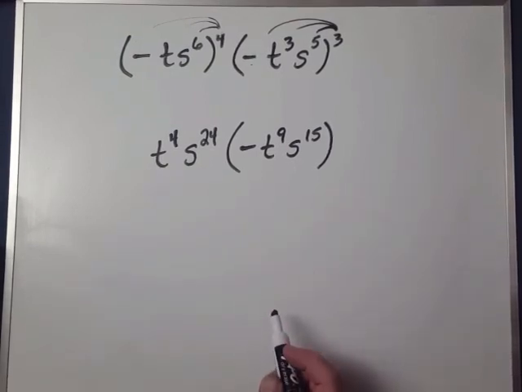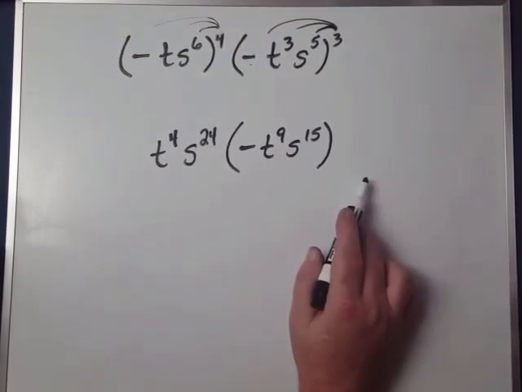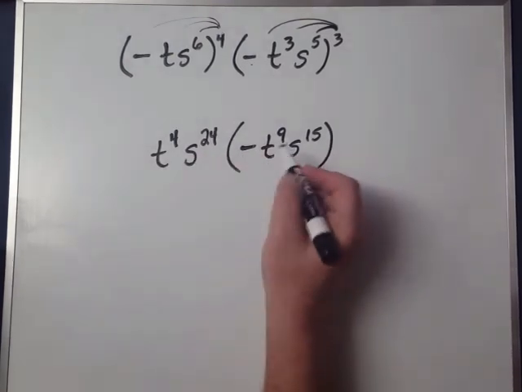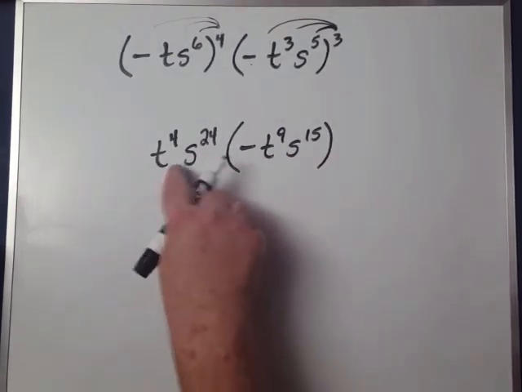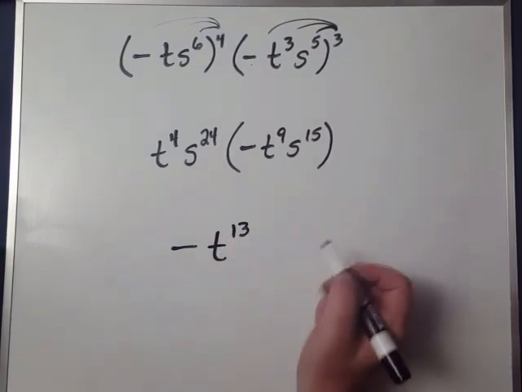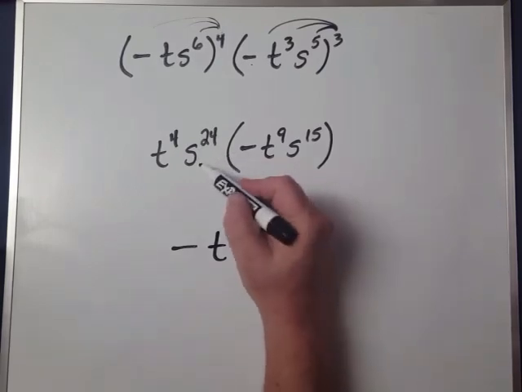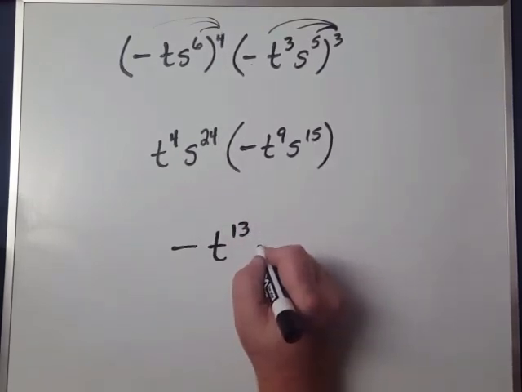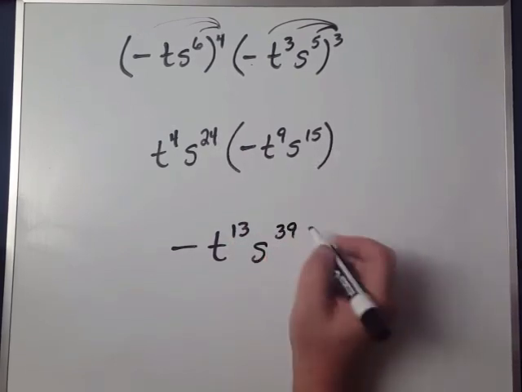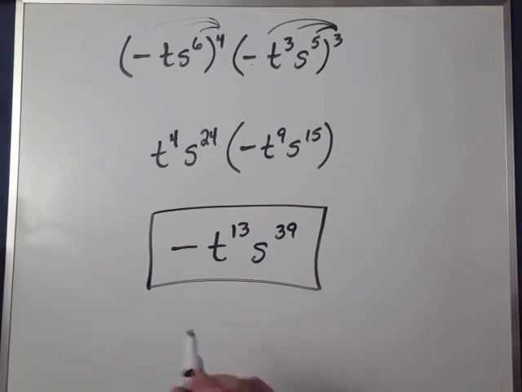Let's finish this off. We know that multiplication is associative, so I can drop those parentheses, at least mentally. I have a positive times a negative is negative. T to the 4th times t to the 9th. Product of like bases, add the exponents. T to the 13th. And my s's, product of like bases, add the exponents. 24 plus 15 totals 39. Watch your signs very carefully.